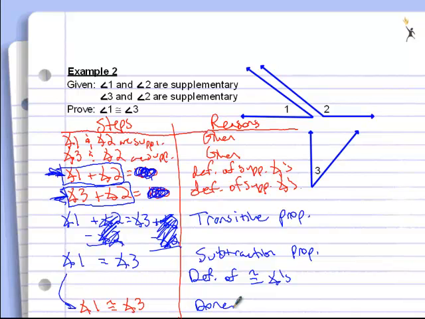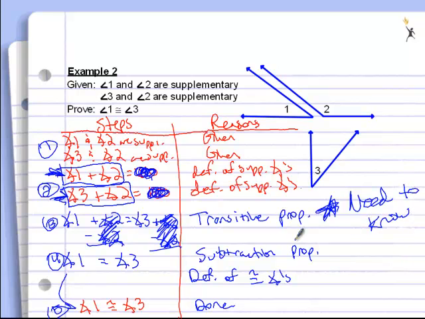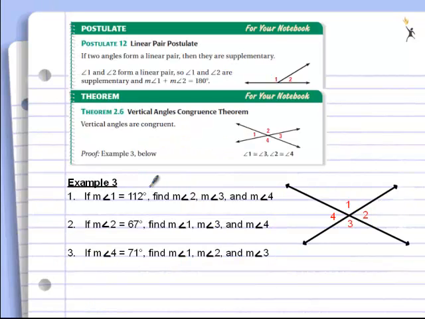And again, let's look. That took 1, 2, 3, 4, 5 steps. Not all that tough. What did we use? We used the definition of supplementary angles, something that you should know. We used the transitive property, something that you've used multiple times, and you will continue to use and need to know. We also used the subtraction property, the definition of congruent angles, and then we were done. Okay. Again, the more you work with proofs, the better you'll get at them.